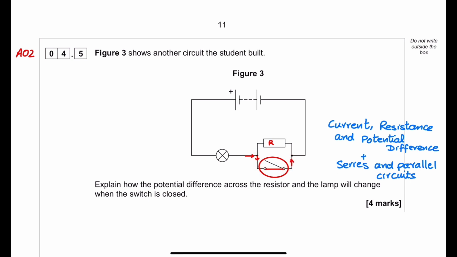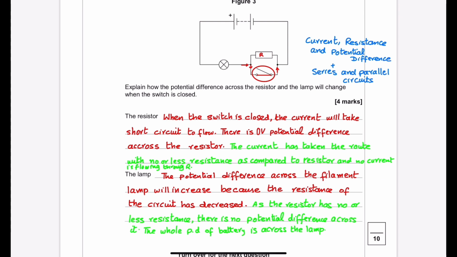But if we connect a voltmeter across the filament lamp, it will show us the potential across the filament lamp because the resistance of the filament lamp is very high. Therefore, the battery is applying more energy to overcome the resistance in the filament lamp as compared to the switch. Let's see the model answer.